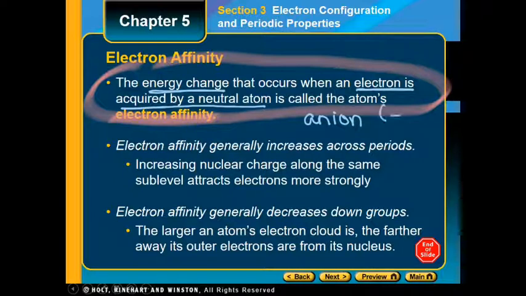So again, anions have a negative charge. We have acquired or gained an electron. And the trends that we have for it are: increases across a period, and again, this is generally, and decreases down a group. So please go back to your chart. And for electron affinity, make sure you put increases under the period column and decreases underneath the group.